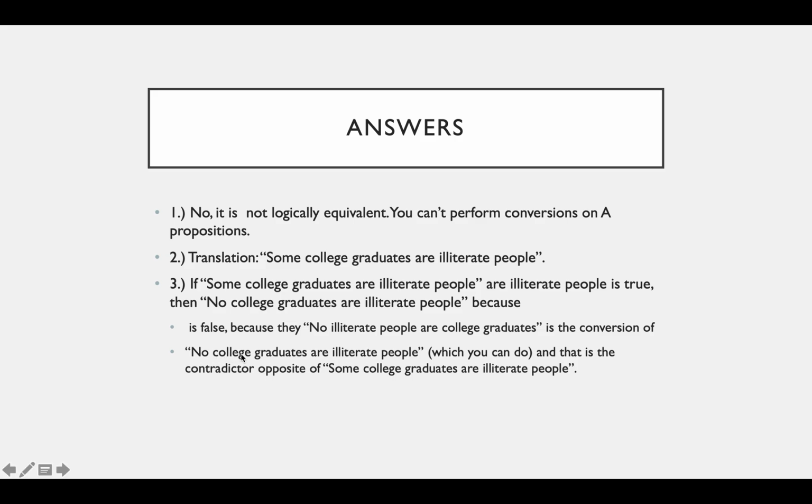No college graduates are illiterate people is logically equivalent to no illiterate people are college graduates, because you can do conversions on E-propositions. So that was the first step. And then it is the contradictory opposite of some college graduates are illiterate people. Because on the square of opposition, if you remember that, they are opposite each other and they have opposite truth values. So this, which is the contradictory opposite of that, is false because this is true.